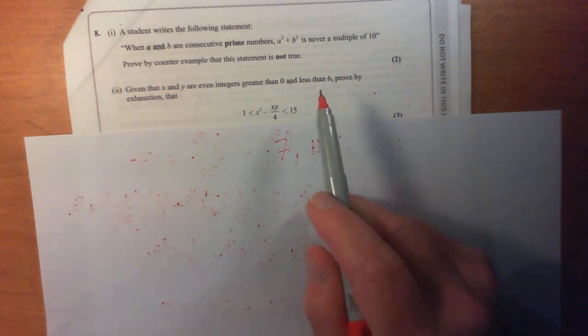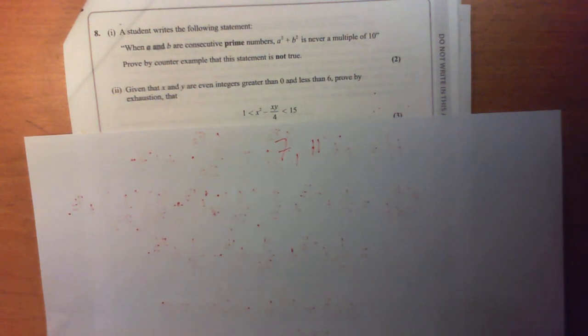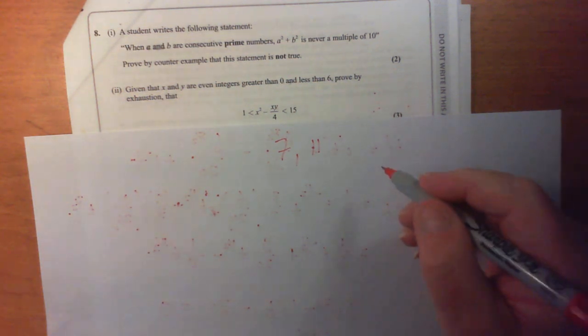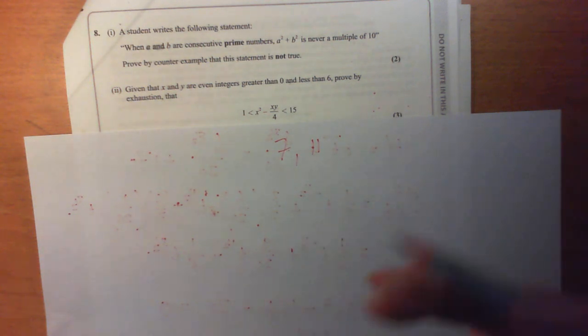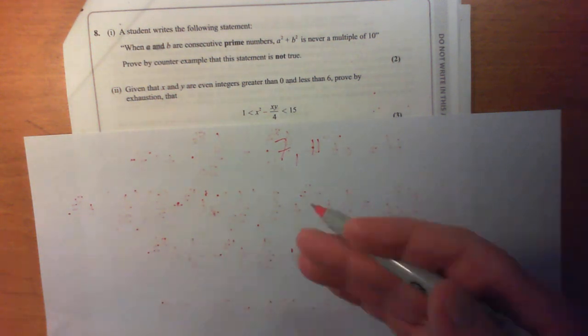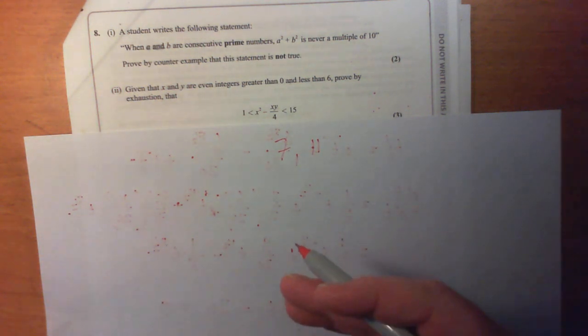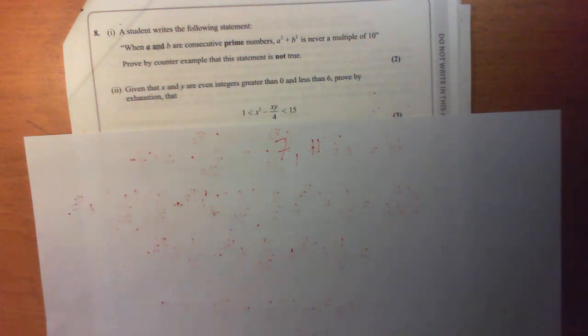Stick that into here, it'll come up to 170, which is therefore a multiple of 10, therefore the counterexample is not true. Again, you need to show it in full. You don't just say, okay, stick that into there, that's 170. You then need to say, okay, 170 is a multiple of 10, therefore the statement is not true. And there are other examples, as I say.